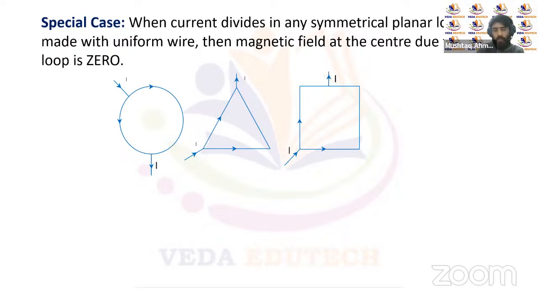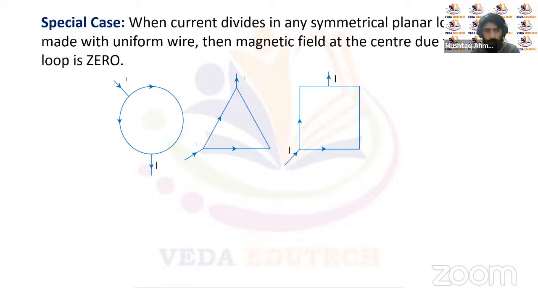These are three different loops: one is the circular loop, another is the triangular loop, and the third is the square loop. Some current I is entering the loop, and the same amount of current is leaving the loop also. So this is a symmetric system, a symmetric planar loop. If some current I is entering the symmetric planar loop and the same current I is leaving the planar loop, then the total magnetic field at the center of this symmetrical planar loop will be always zero.